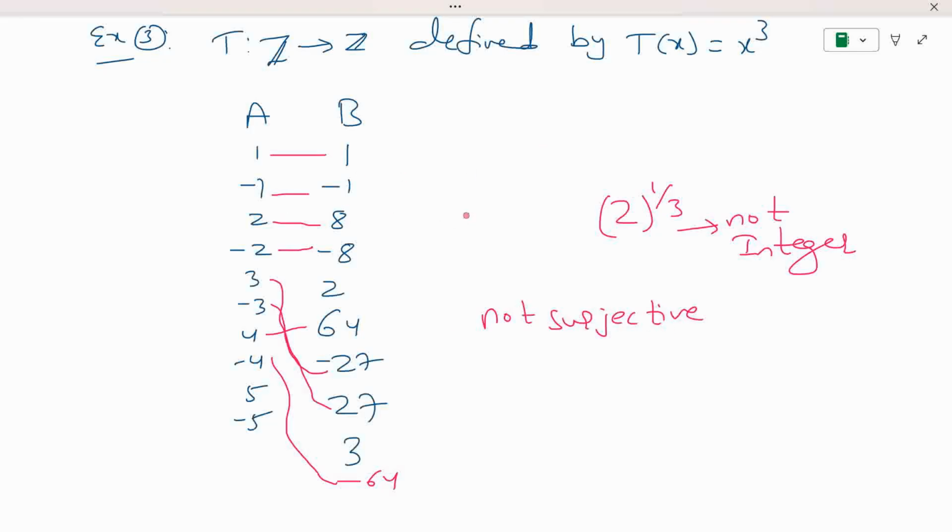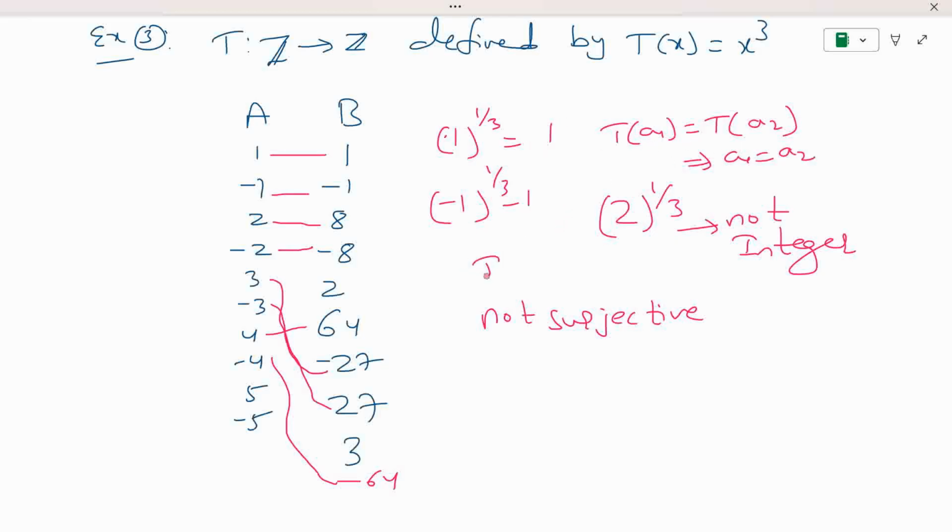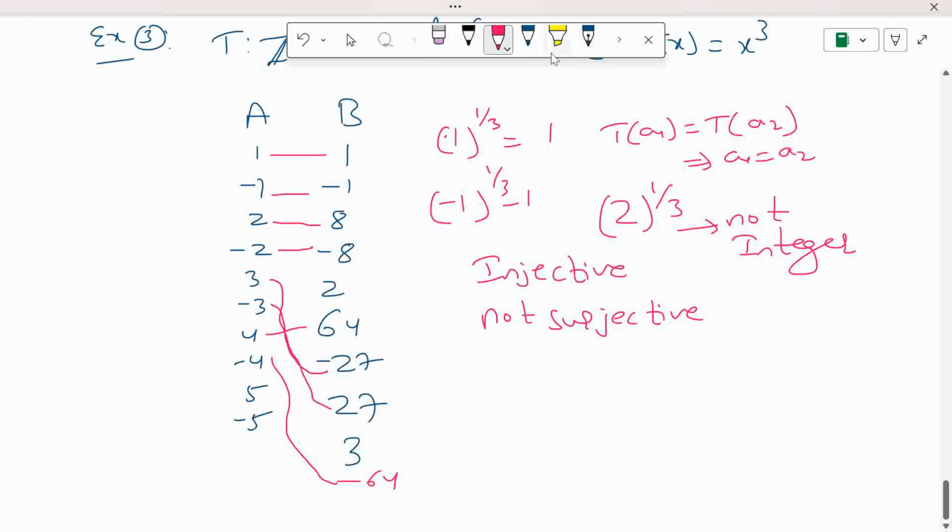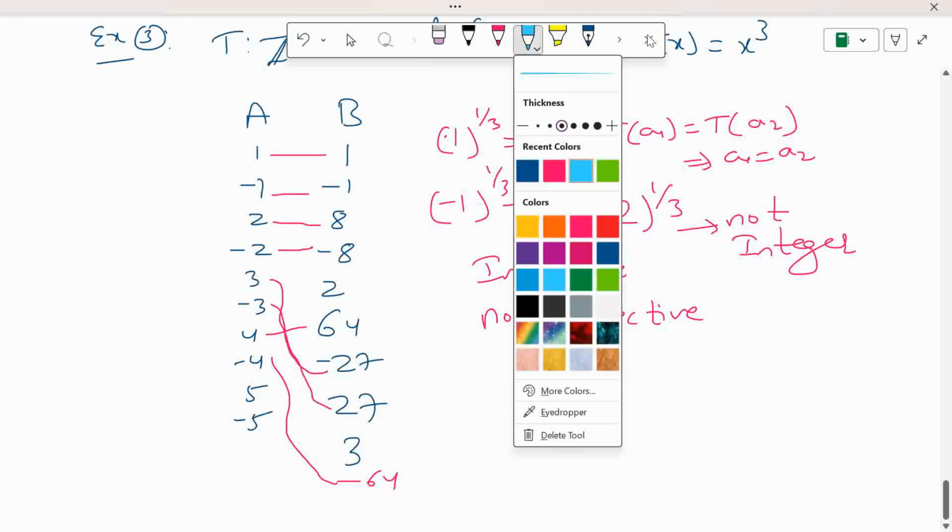Now whether it is injective or not? Yes, because for whatever element you find the cube root of on this side, you will get a unique value. Suppose 1 is 1 and minus 1 will be minus 1. So here T of A1 equal to T of A2 implies A1 equal to A2. So this is injective. It is injective but not surjective. Therefore, it is not bijective.